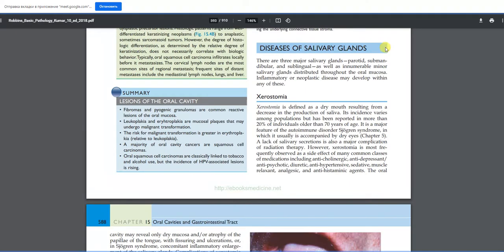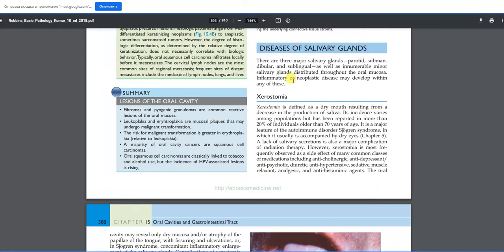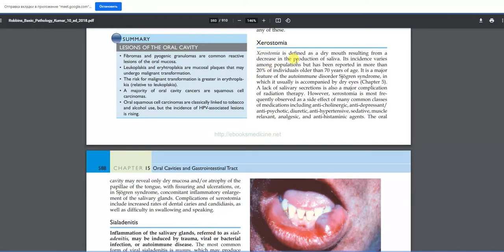Diseases of the salivary glands. You have to remember that there are three major salivary glands: parotid, submandibular and sublingual. And we have a large number of other salivary glands, so that's why we can treat them like one organ, but actually they are different organs. We claim them as one organ. So let's talk about xerostomia. Xerostomia is a dry mouth resulting from decreased production of saliva. It happens due to autoimmune Sjogren syndrome.